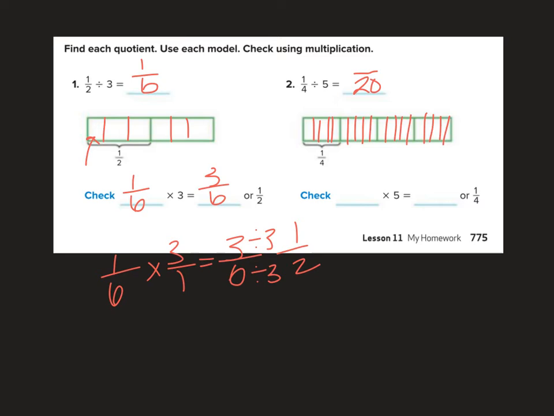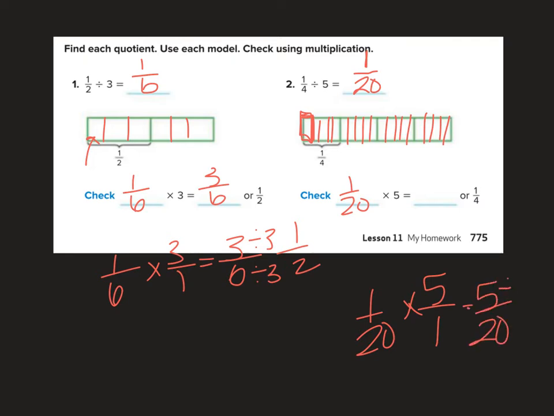Out of 20 total pieces, I'm looking at 1/20th right here is how much that's worth. So if I take 1/20th and multiply it by 5 over 1, I would get 5/20ths. Divide by 5, and get 1/4, which is what we were looking for.